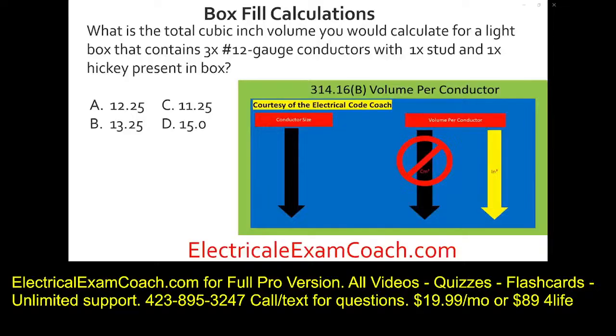What is the total cubic inch volume you would calculate for a light box that contains 3 12-gauge conductors with 1 stud and 1 hickey present in the box? For this one, we're going to go to table 314.16(B). We know that each 12 is 2.25 cubic inches. Now let's count our conductors. We know that we have the 3 number 12s originally, but now we have to deal with the studs and the hickeys.